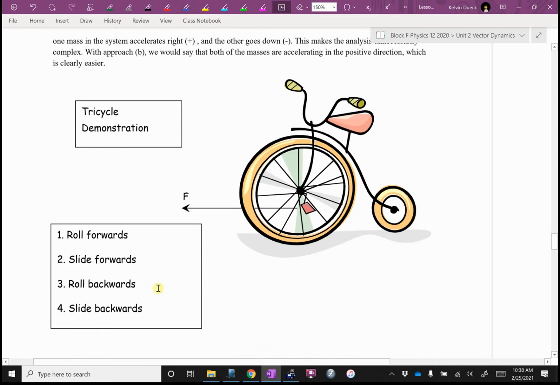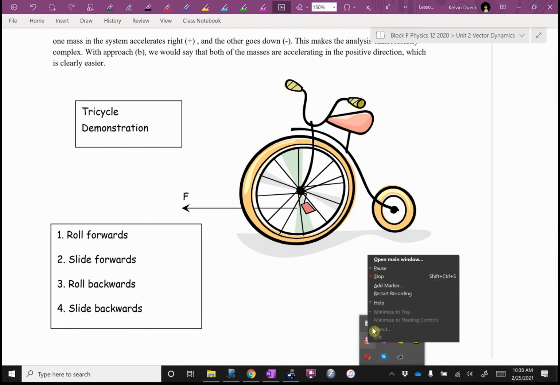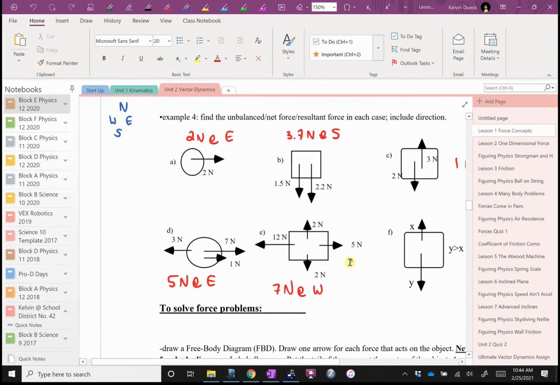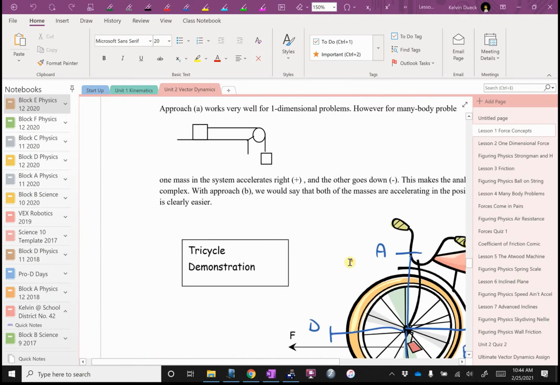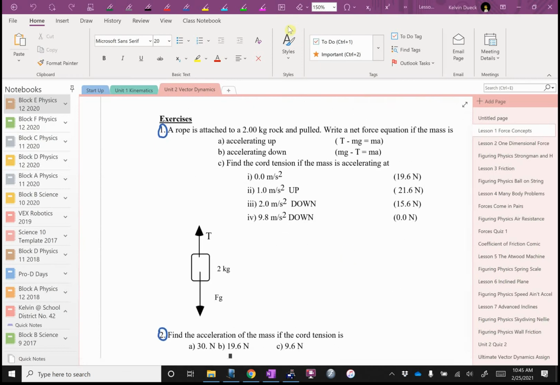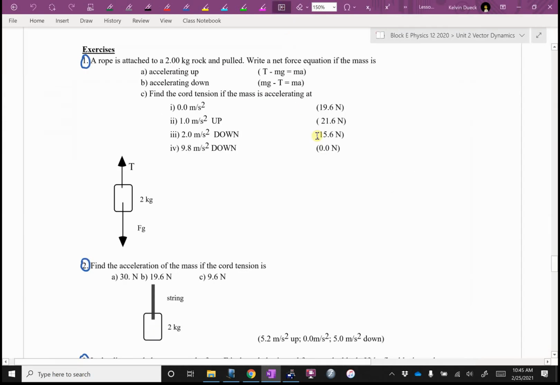We have to go to my tricycle. And I will pause the video. This may be my favorite demo. What I assigned the Block E kids. Yeah, I love that tricycle demonstration. And those of you on YouTube are going, what tricycle demonstration? Sorry, got to be in my class.